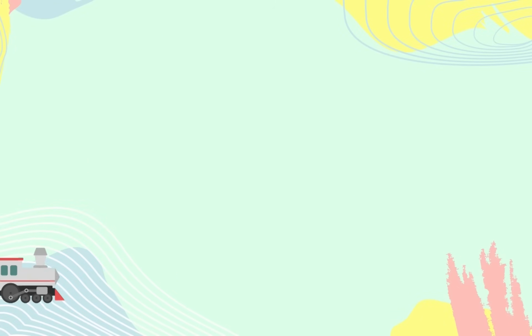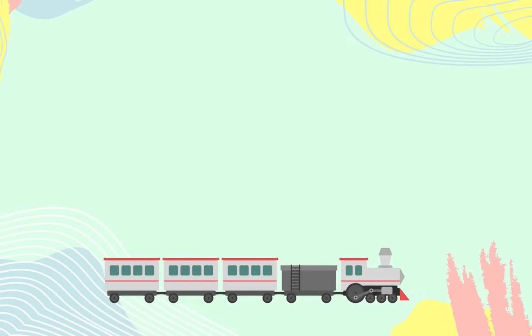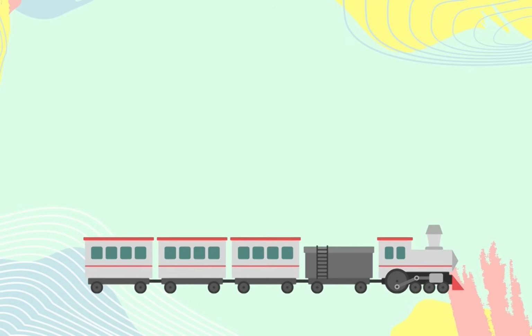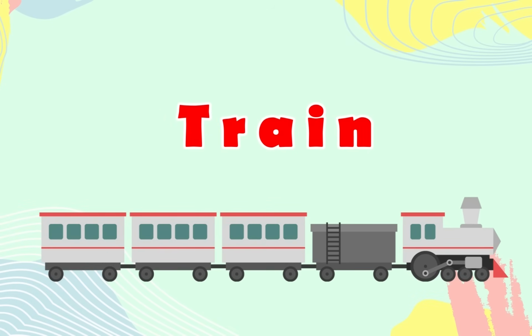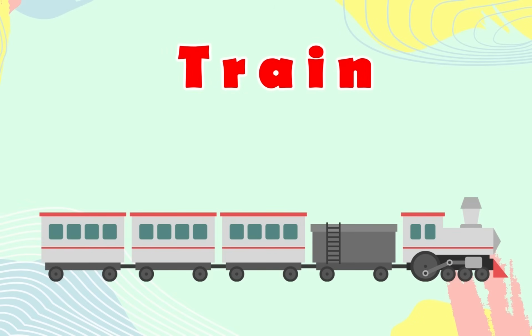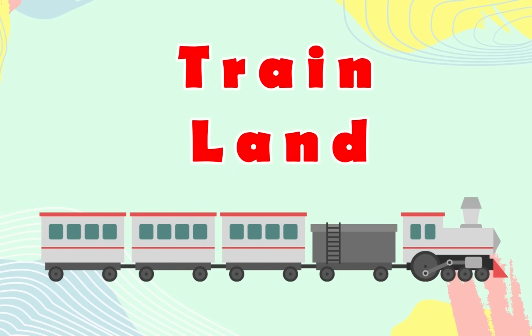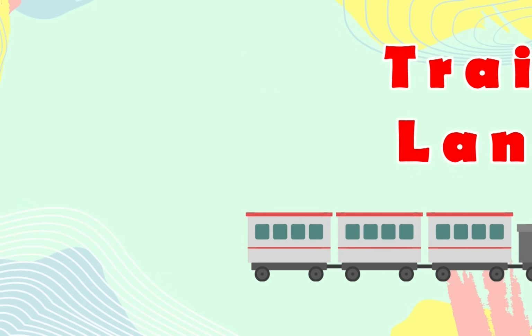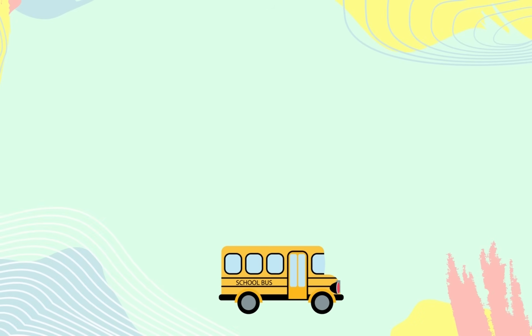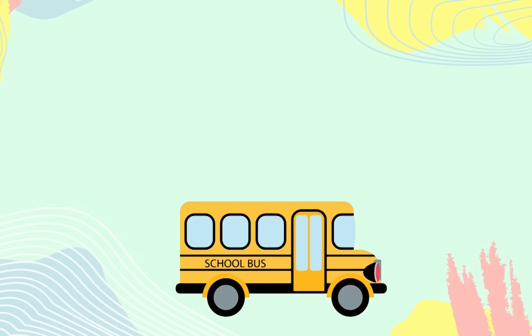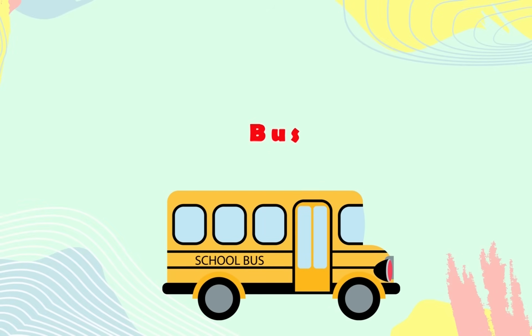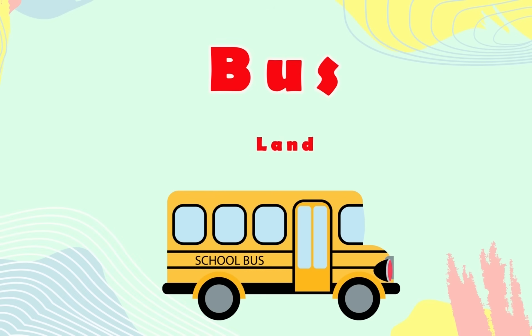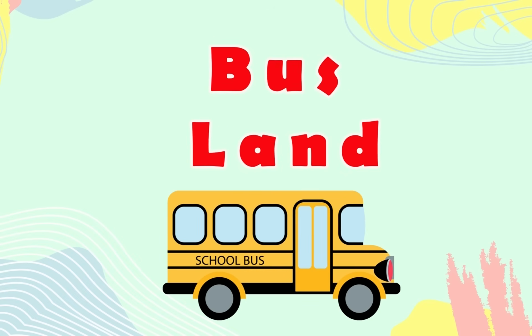Types of vehicles. This is a train, and you see a train on land. This one is a bus. Where do you see a bus? You see it on land.